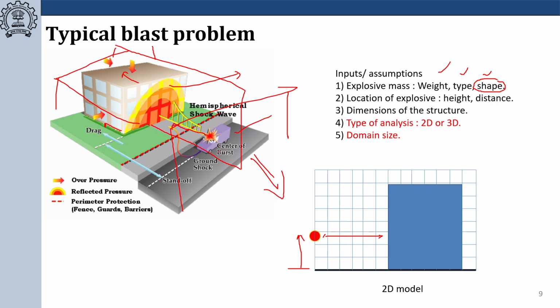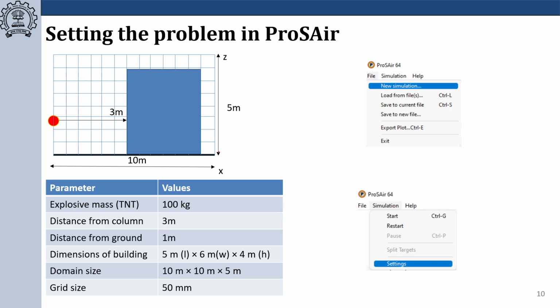So these are the assumptions you require while simulating a blast problem. So, setting up the problem. In our case, I have taken a 100 kg explosive which is at a 3 meter distance from our structure, and it is 1 meter above the ground.